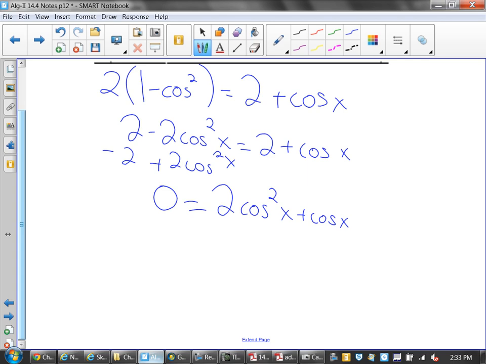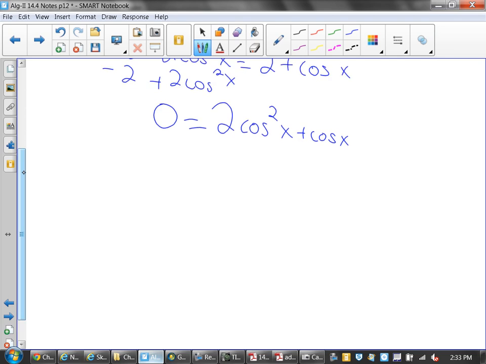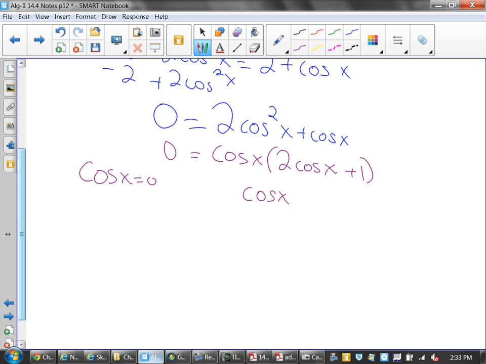Now what do those 2 terms on the right have in common? Cosine. Factor it out. Just factor out the cosine, not cosine squared. So I get cosine of x times 2 cosine of x plus 1 all equals 0. Do you guys all agree that I have to set both those two terms equal to 0? So I'll have cosine of x is 0, and cosine of x is negative 1/2.